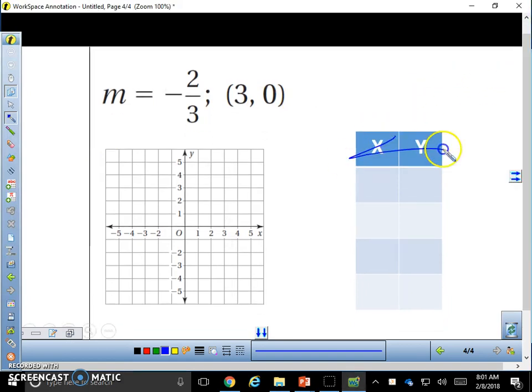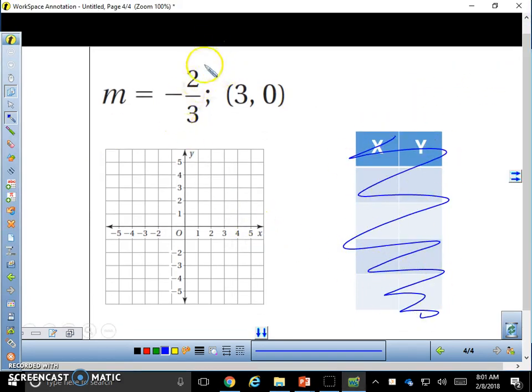All right. Last, I think, example. I think this is the last, but I could be wrong. Plot the point, 3, 0. Use the slope. Down 2, right 3, 1, 2, 1, 2, 3. Ran out of space. Working backwards, everything backwards. Up 2, left 3. Up 2, left 3. Up 2, left 3. Made a straight line, so I know I didn't make any mistakes.